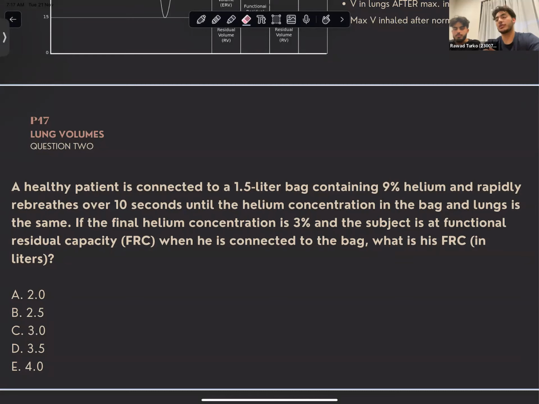So the way we measure the residual volume, and in this case also the functional residual capacity, because it includes residual volume, is by doing this thing that's called the helium dilution method. So that being said, let's answer this.